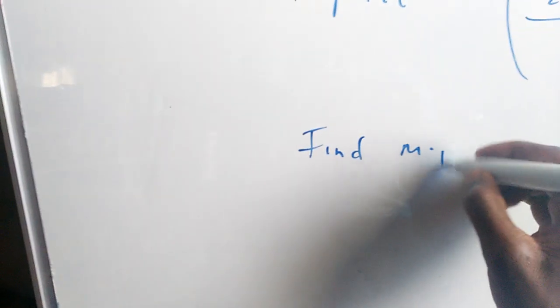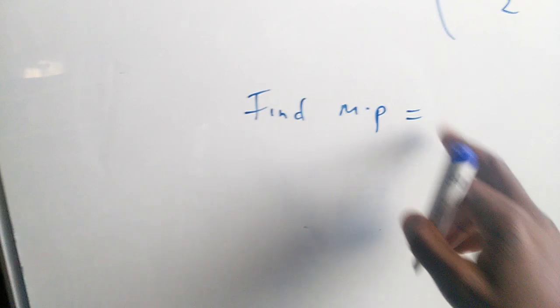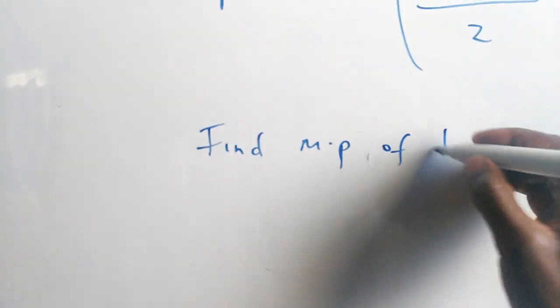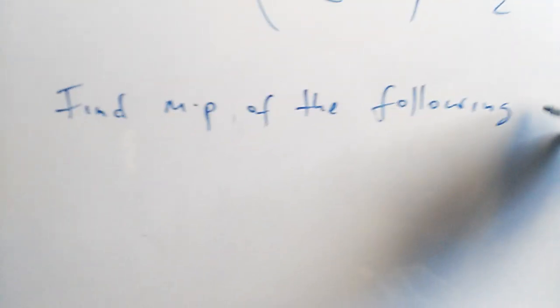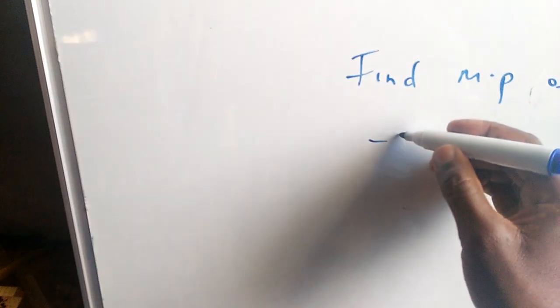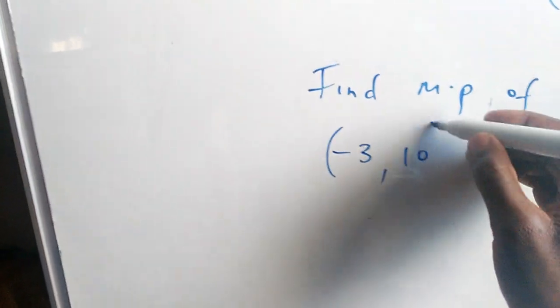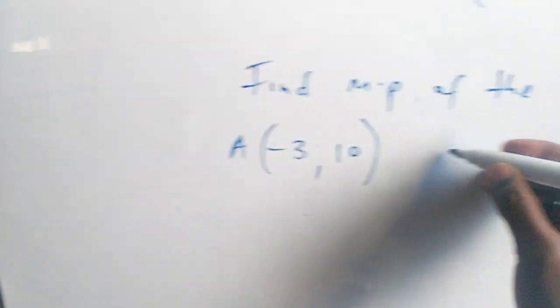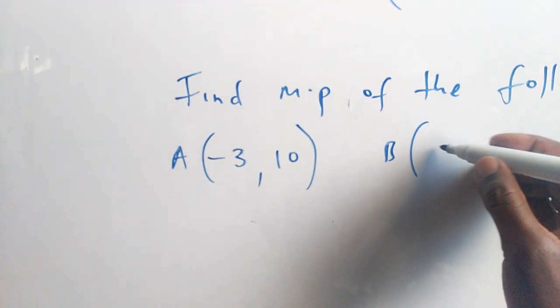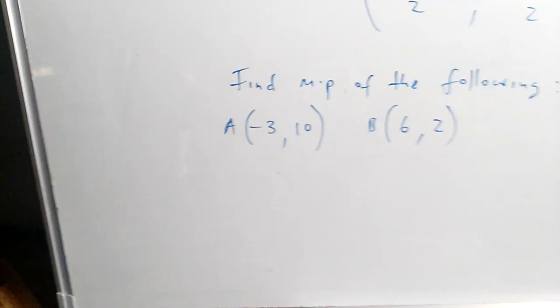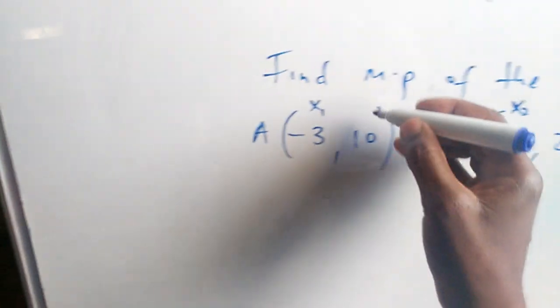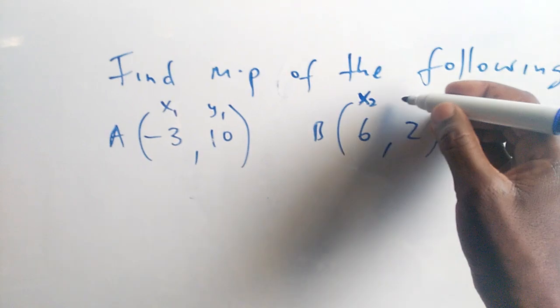Find the MP, in this case the midpoint, of the following. When we have a negative of 3 as X, 10, this is our A, and our B is 6 and 2. Then we are adding the two values of X. If this is X1, definitely that one is X2, and Y1, Y2.